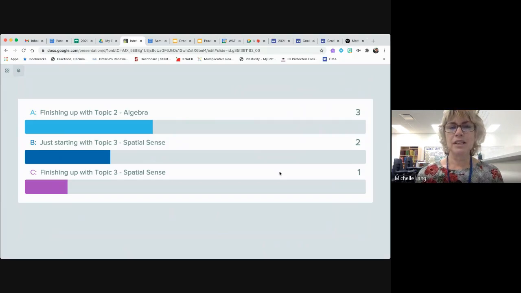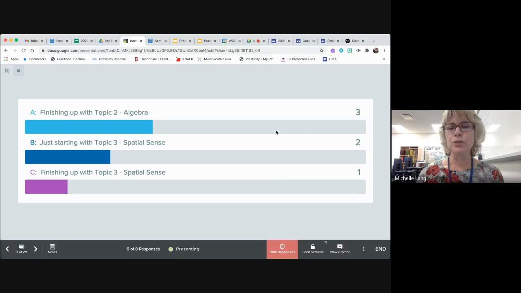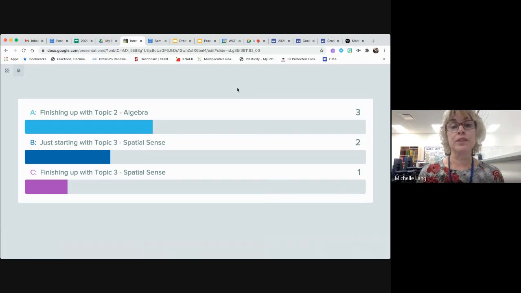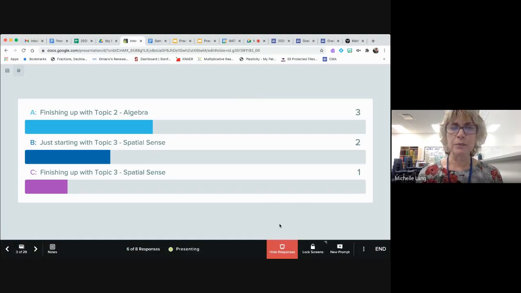So I'm seeing answers in all three of our choices here. Three of you are just finishing up with algebra, a couple of you are just starting with spatial sense, and one is finishing up with spatial sense. My sense is that it might be due to some of the transitions with the distance learning teachers, and that the face-to-face teachers who've been with the same students that whole time might actually be further ahead.